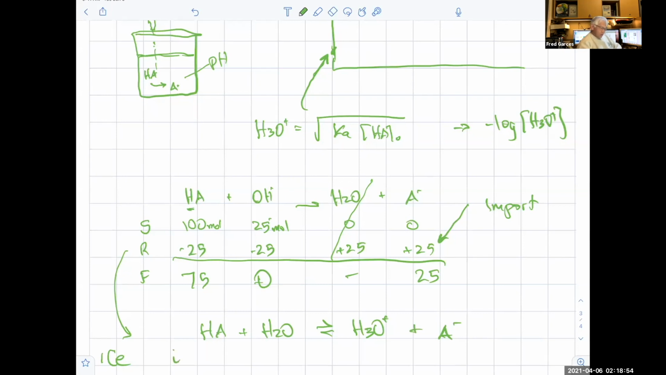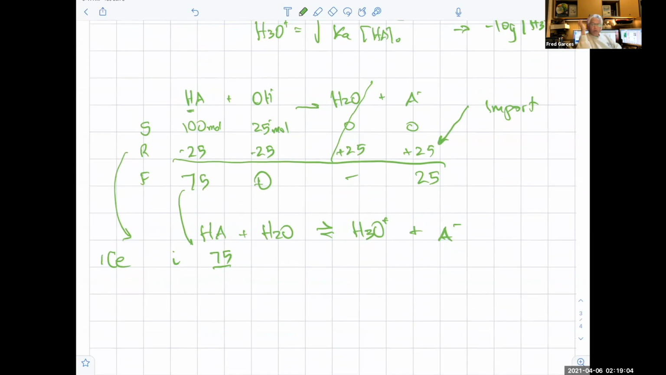So our initial would be 75 divided by the total volume. You need to put the total volume here because the ICE table requires molarity. SRF requires moles. So here we need molarity, but there we deal with moles because it's stoichiometry. So we need a total volume, okay? Don't worry about water. This will be zero. This, however, because of this, will be 25. It's not zero. Hydronium is zero because it hasn't reacted with water yet, okay?